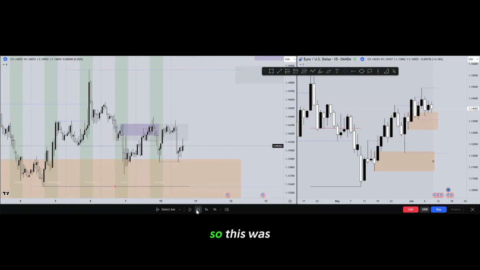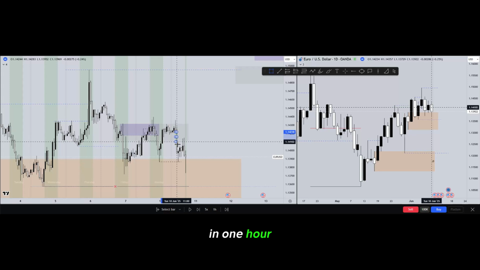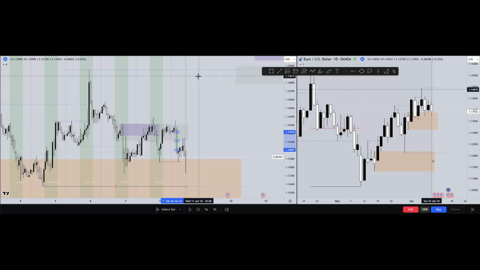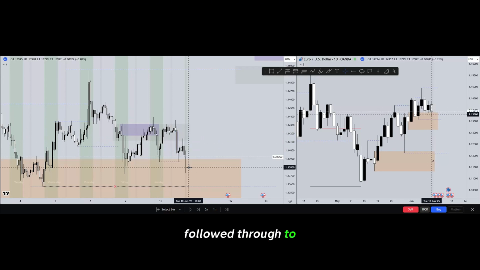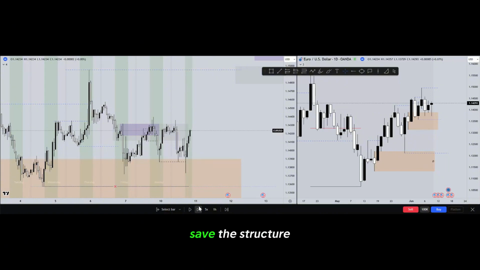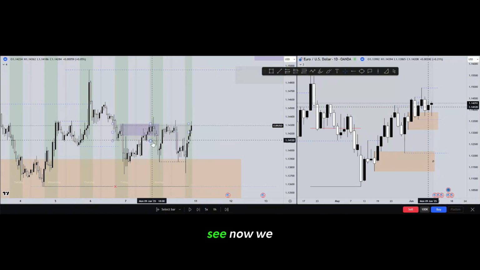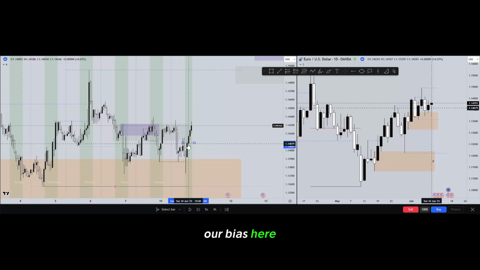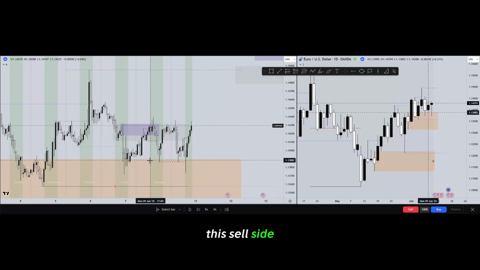So this was the London session here. Here we have a big imbalance in 1 hour, a 1 hour imbalance zone, and price again followed through to the downside but failed to close below. See, and then it shifted the structure to bullish. Now we have to shift our bias in the lower time frame because we have seen a strong bullish push to the upside after taking out this sell side liquidity.